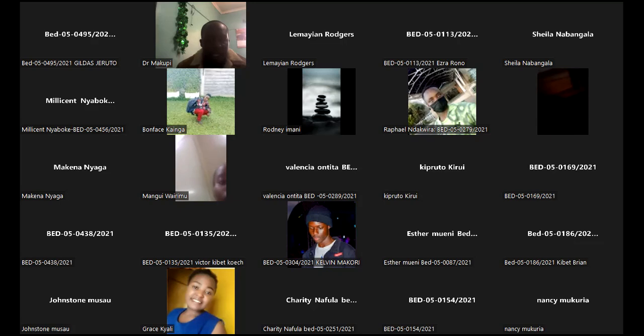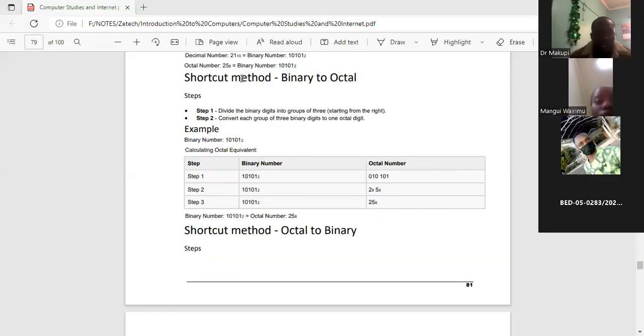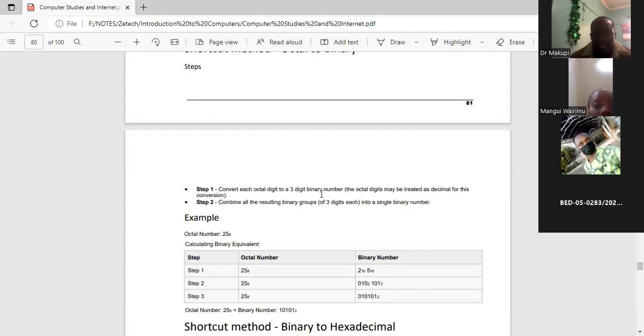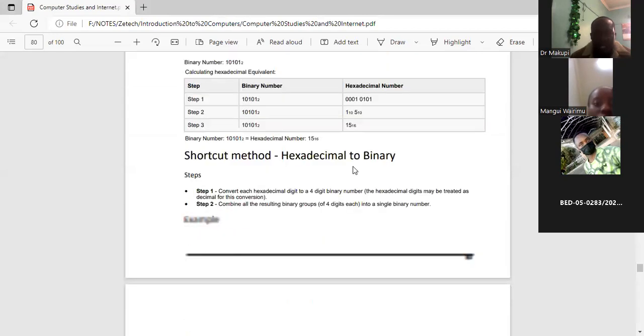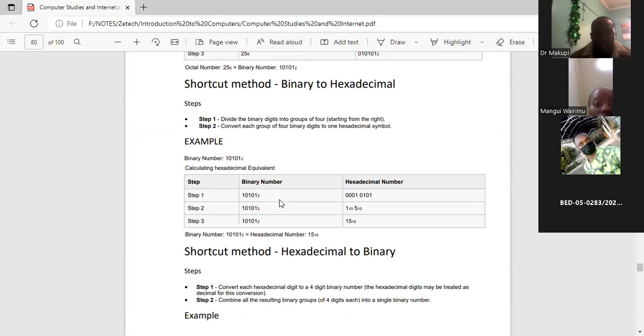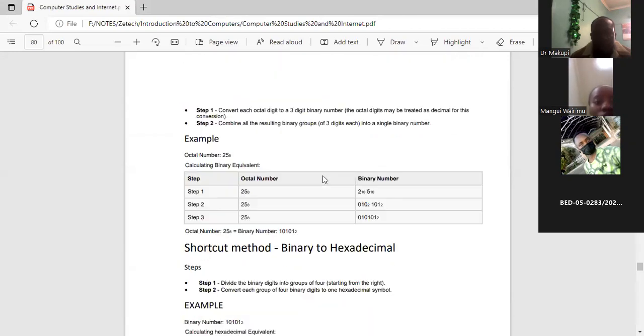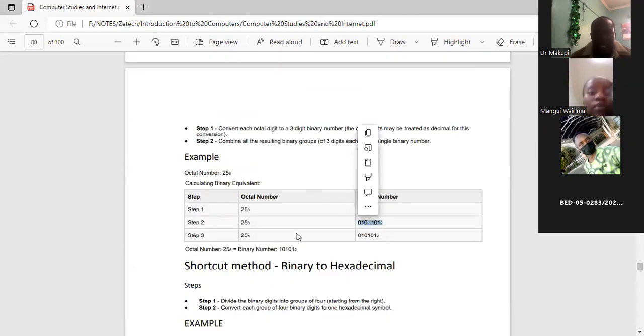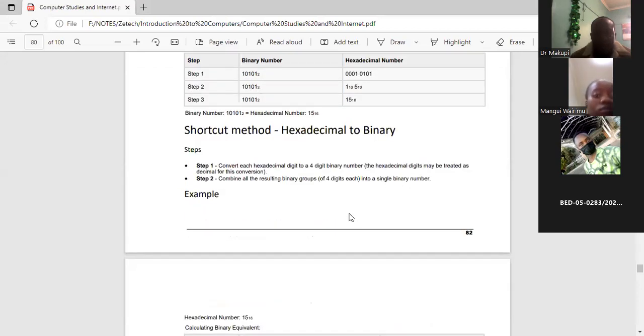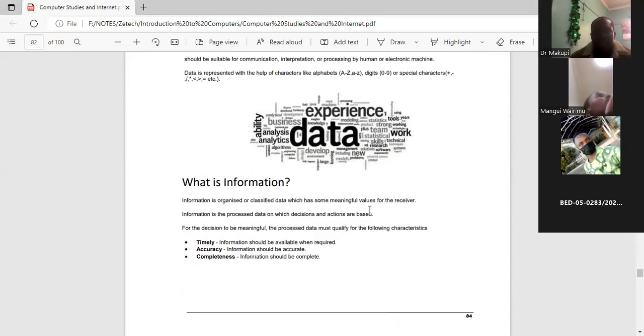Now I'll move to this. Once you have known, you can compare, like 10101. Remember, we had just done a table of hexadecimal numbers. So you compare straight away with the table. For example, 1010, compare. Remember, hexadecimal numbers use a combination of 4 bits. Octal numbers use a combination of 3 bits. So be cognizant of that. That's how you can use a shortcut method.